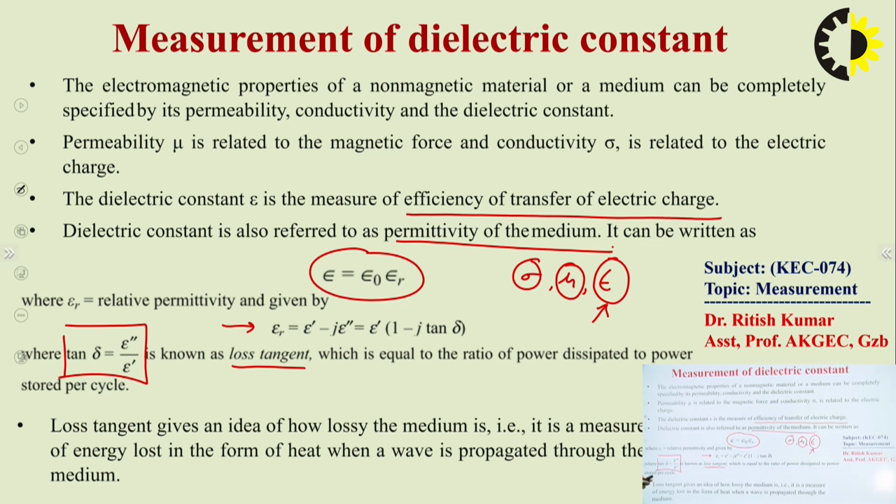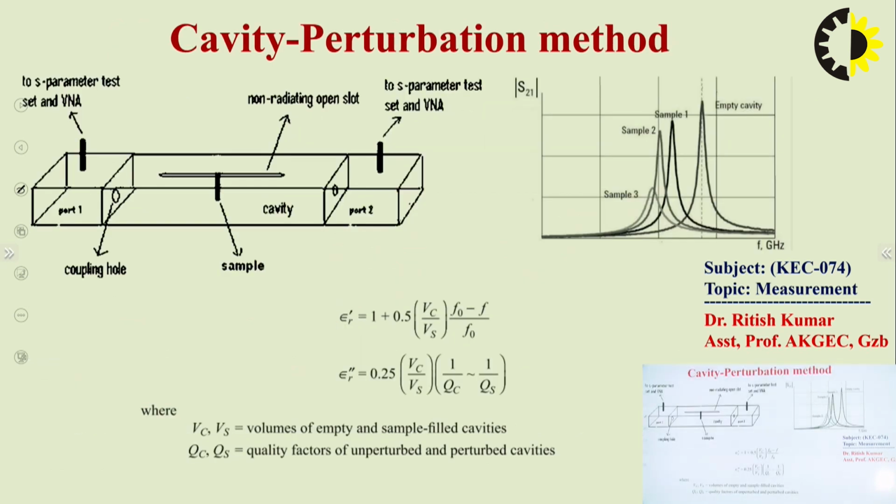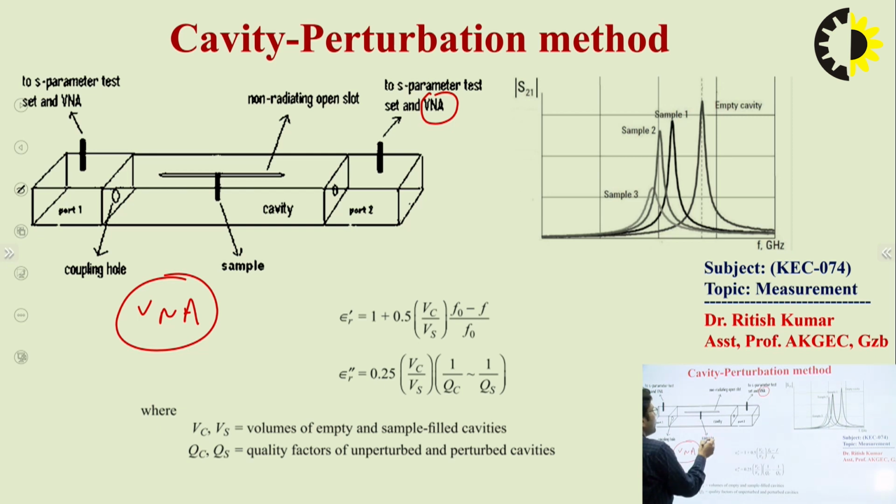The setup that we need to consider here is the slotted cavity perturbation method. Here we are considering the cavity resonator, and we have connected a VNA, that is, a vector network analyzer. By using this analyzer you can see the scattering parameters and the resonating frequency. Here we have considered the sample of the material that we need to measure, right?